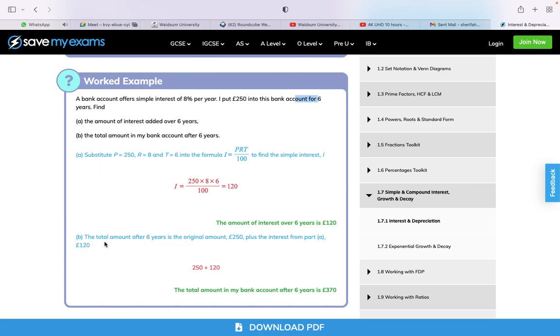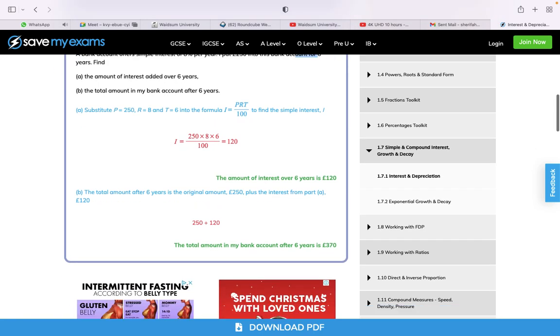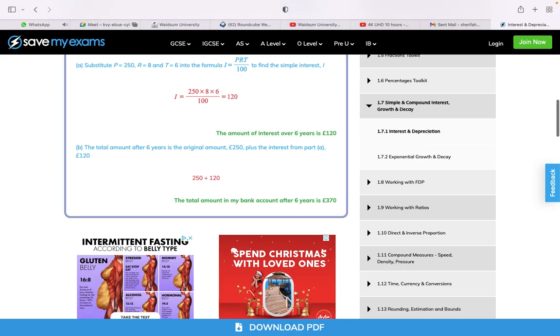For the second question, you say, what is the total amount after 6 years? The total amount of money that you have accrued in your bank account after 6 years, assuming you put £250 for 6 years in your account. Amount is always the principal plus the interest. The principal is 250 and the interest is 120. So you add them together, you get the total money in the bank account. The total money in the bank account will be £370. Is that okay? Do we understand that? Yes. Okay. Now let's move on.